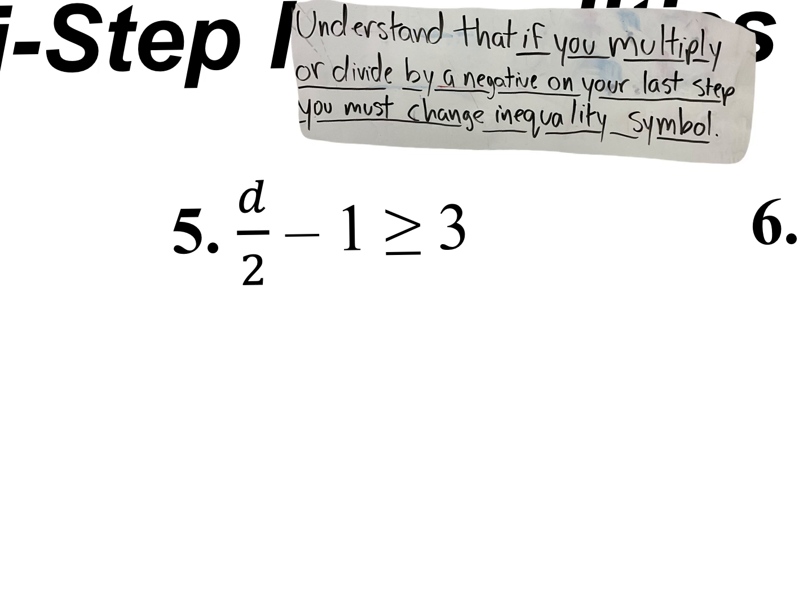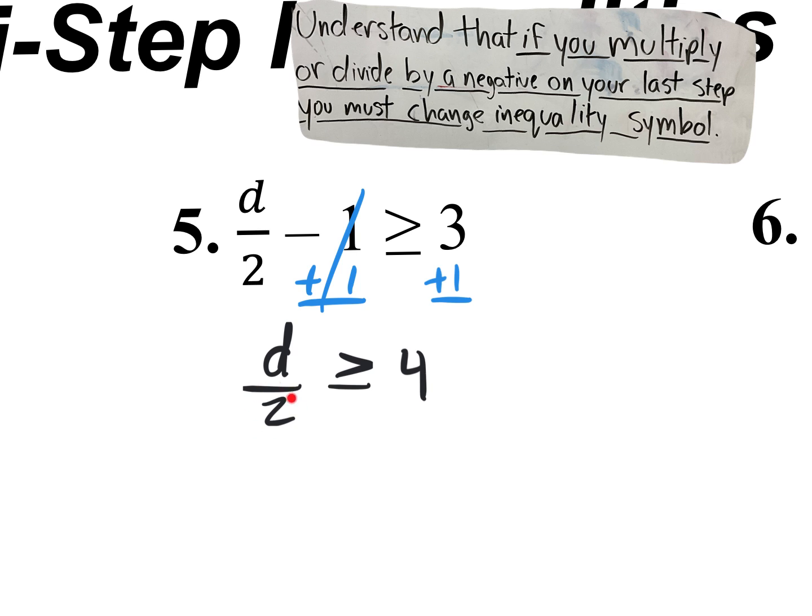I mean, you could go either way, but I prefer to get rid of this minus 1 because it's really easy to get rid of a minus 1. All you have to do is do the opposite, plus 1. And when you do it to one side, you do it to the other side. Okay, that will eliminate it. You will have d divided by 2 is greater than or equal to, and of course 3 plus 1 is 4.